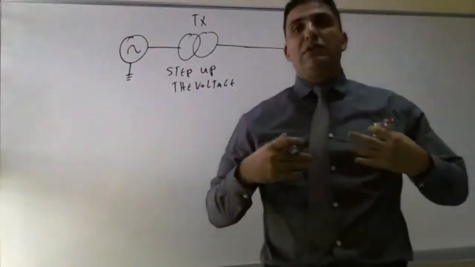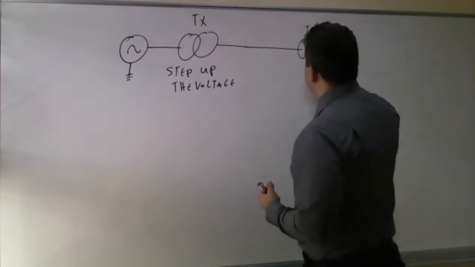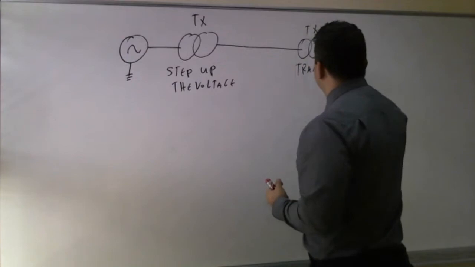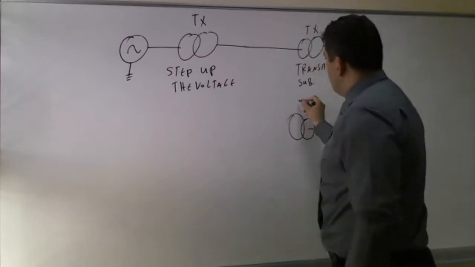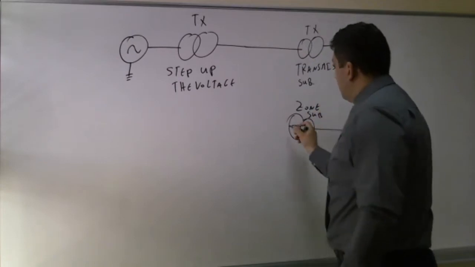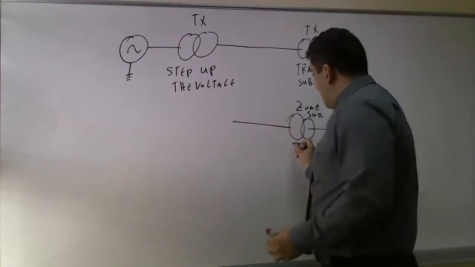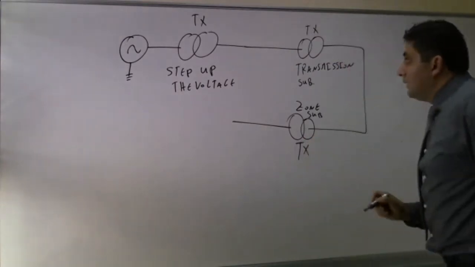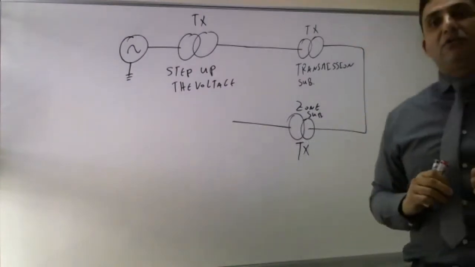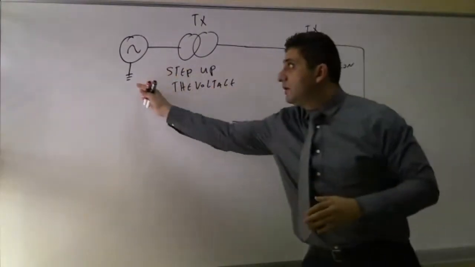Could be transmission substation, could be distribution substation, depending on the voltage level. So in here, I will have another transformer. This could be inside a transmission substation. Then from this transmission substation, I can go to another transformer, this into zone substation. Then from this zone substation, I can go to a distribution transformer, or I could have a distribution transformer embedded inside the zone substation. So transformer, it's very important for us to step up, step down the voltage to make sure we can transmit large amount of power from the generator all the way down to the load.